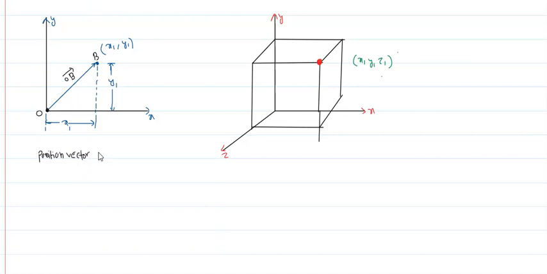It is used to locate the position of a vector or position of a point with respect to the origin. Suppose this is the origin and this is the point; the vector that tells the location of this point, we call the position vector. We will represent it by r vector. Any problem?